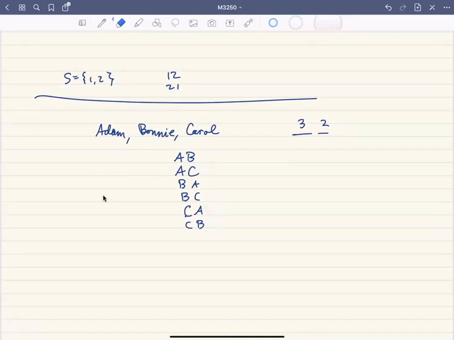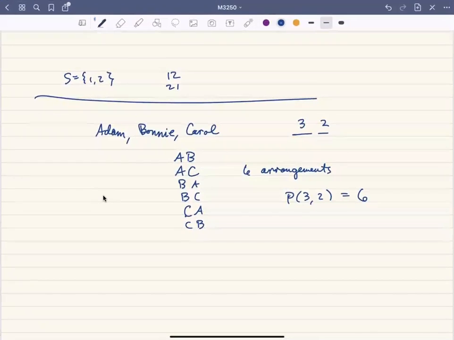And you can just calmly delete that third entry of each of the values. And there's the 3 different ways that you can arrange two people out of a set of 3 people. So again, it turns out that there's 6 ways here. So 6 arrangements. So in other words, what we just said is that 3 permute 2 is 6. Okay, so these are the 6 arrangements.